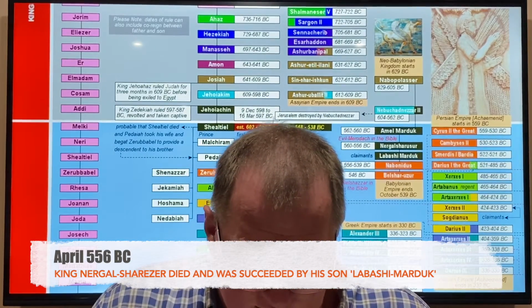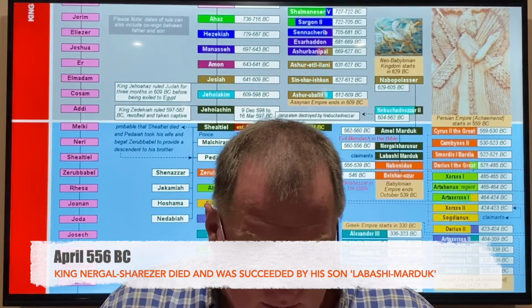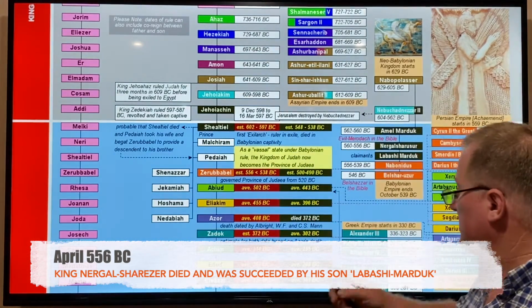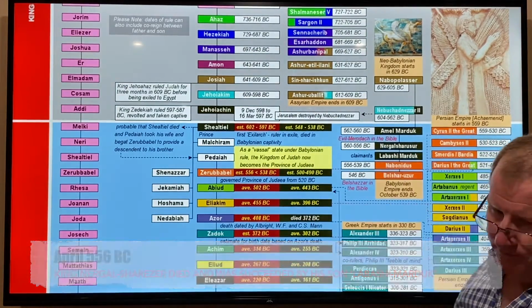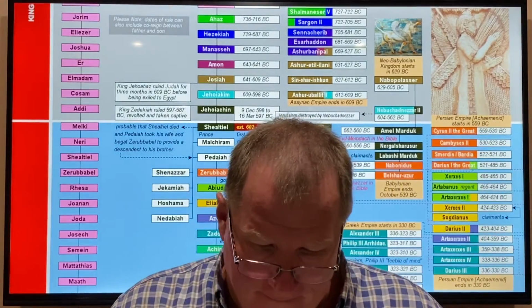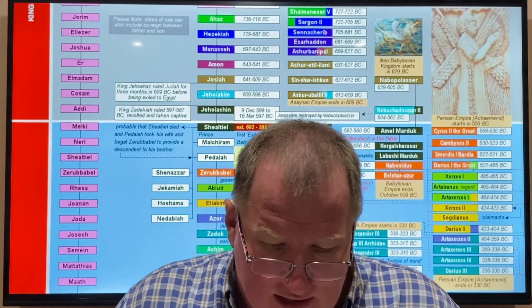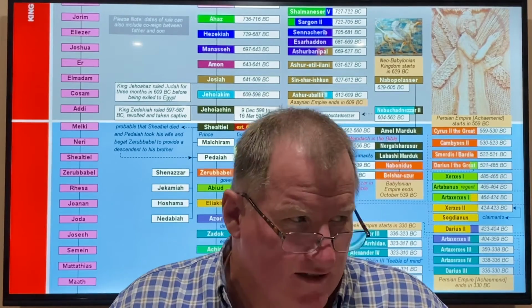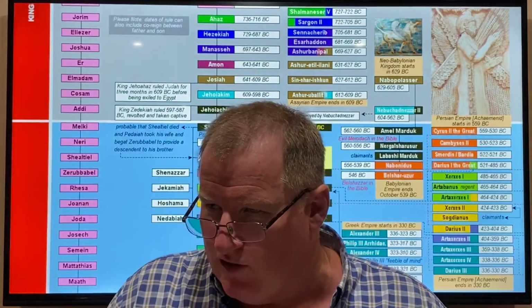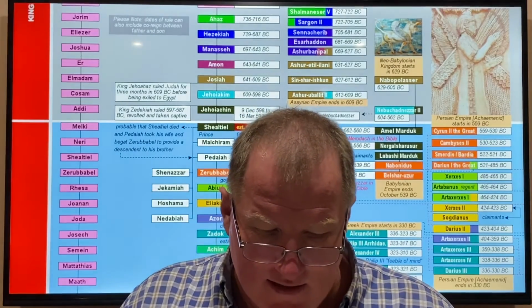So he was to be succeeded by his son Labashi-Marduk, who is on this list right here. But he barely had the opportunity to reign, as he was murdered a few months later in a conspiracy. So as I was saying, there's turbulence, there's changing. His son didn't make it.